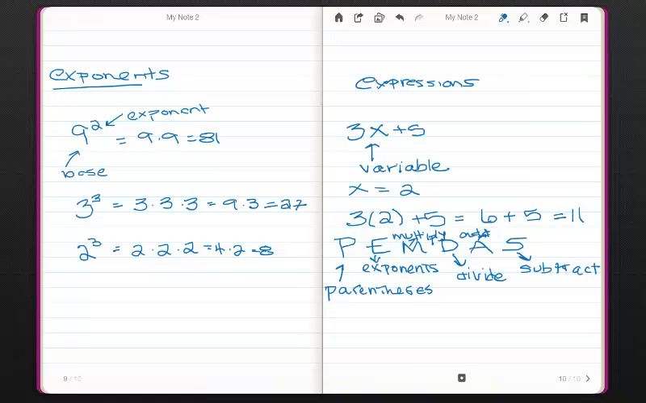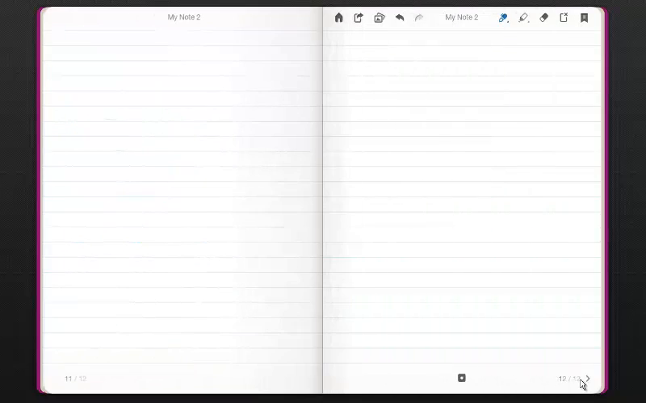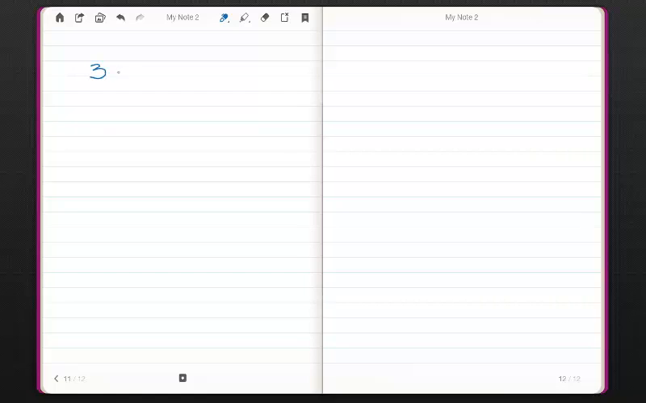Let's try another expression here. And let me flip the page so we have a clean page to work with. So here's another expression. Let's say it's 3x squared plus 2x plus 7. And we would like to evaluate this when x equals 2. Now we have multiple places where x occurs, but wherever there's an x, we will plug in the value that we're interested in. So in this case, a 2. So we'll have 3 times 2 squared plus 2 times 2 plus 7.